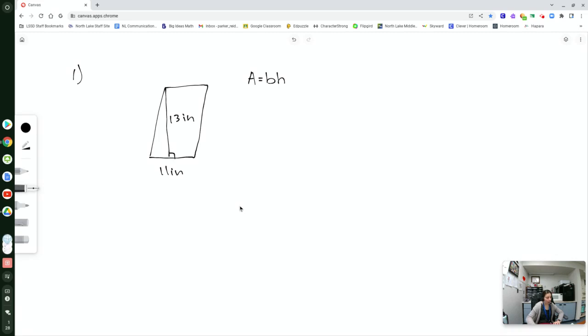So let's start by identifying our base and height. A right angle is always right because it shows the base and height. The two sides forming the right angle, 11 and 13, are our base and height. So area equals base, 11, times height, 13. Let's go ahead and multiply those together.